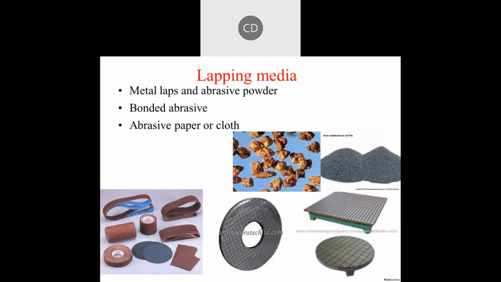And lapping media: we use lapping media like laps of metal and abrasive powders, bonded abrasives, and abrasive papers or cloths. These are the abrasive particles, and also carbides, abrasive belts, then grinding wheels. Okay, so these are the lapping media followed in the gear manufacturing process.